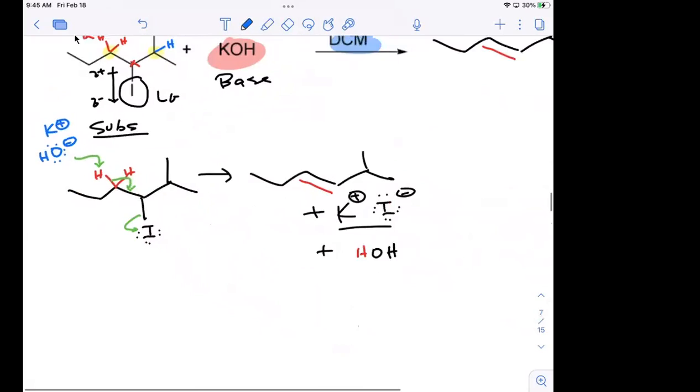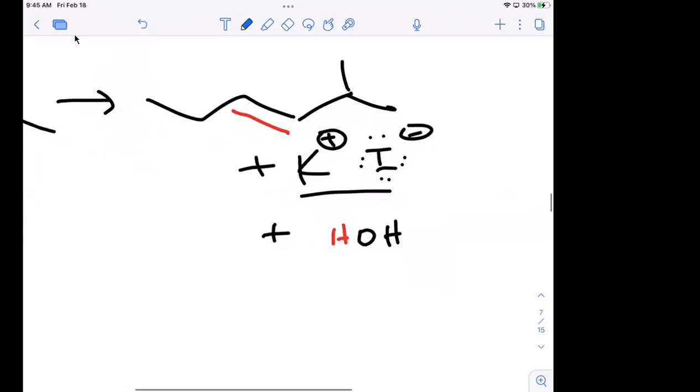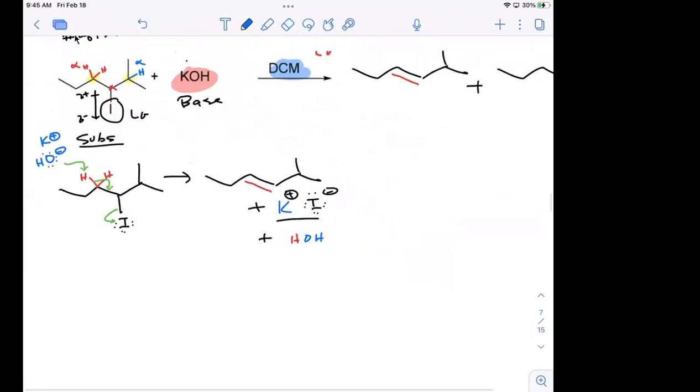All right. So over here, this is like so. The OH pulls off that proton and becomes water. Potassium ends up with iodine as a salt, and then I get my double bond. All of that, the KI and the water, that's just waste. We don't care anything about that. All right. Any questions so far?